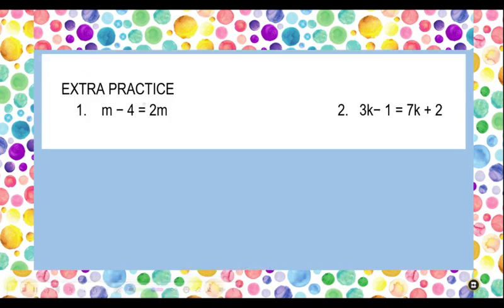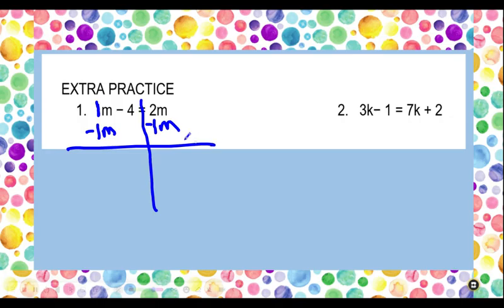Okay, let's do some practice. I see variables on both sides. I split the equation at the equal sign. I must bring over the 1m. You could put 1 there. So minus 1m, minus 1m. So 1m minus 1m cancels out, so I'm left with negative 4. 2m minus 1m is just 1m, or m. So negative 4 equals m.